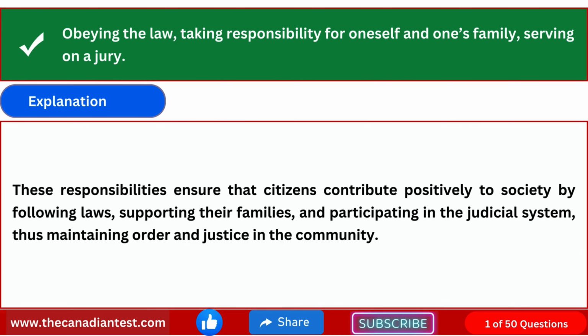The correct answer is obeying the law, taking responsibility for oneself and one's family, serving on a jury. Explanation: these responsibilities ensure that citizens contribute positively to society by following laws, supporting their families, and participating in the judicial system, thus maintaining order and justice in the community.